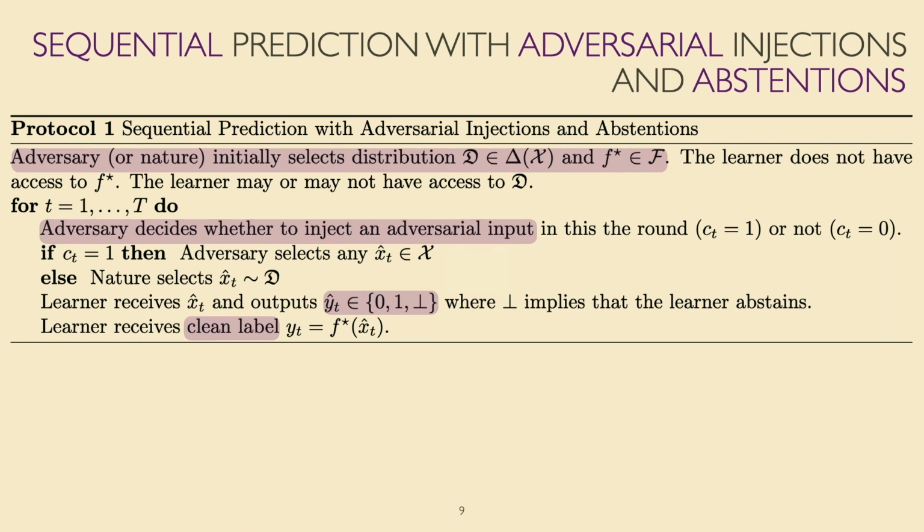And this is denoted by whether the round is corrupted, which is C_t equal to 1. Otherwise, it's not corrupted, C_t is equal to 0. So if C_t is equal to 1, the adversary can choose any arbitrary input it wants from the input space and give it to the learner.